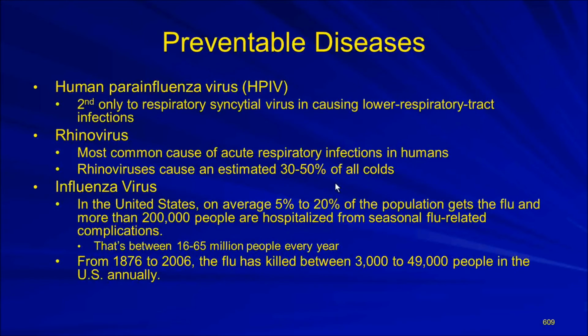We look at parainfluenza virus, or HPIV, which is second only to respiratory syncytial virus in causing lower respiratory tract infections. We look at rhinovirus, which is the most common cause of acute respiratory infections in humans. We see rhinoviruses cause an estimated 30 to 50% of all colds. And then last we look at influenza virus, and in the United States alone, on average, 5 to 20% of the population gets the flu, and more than 200,000 people are hospitalized from seasonal flu-related complications.